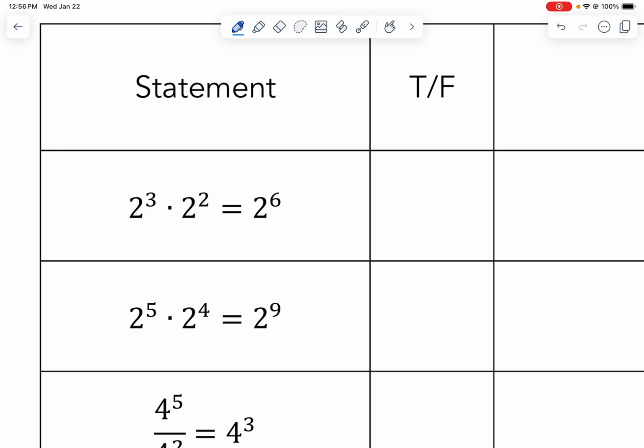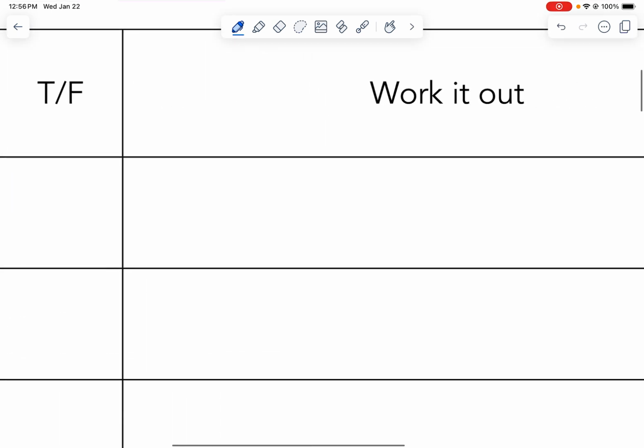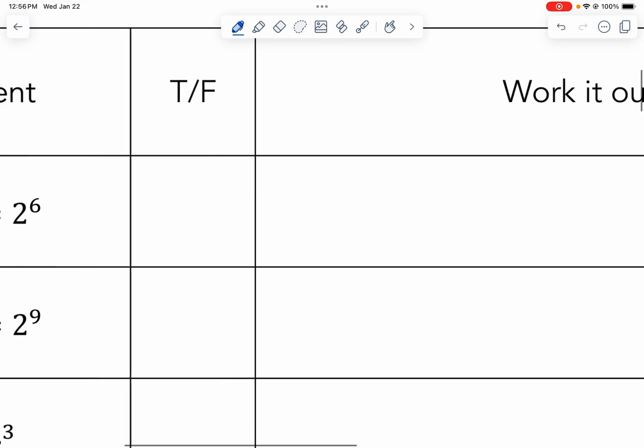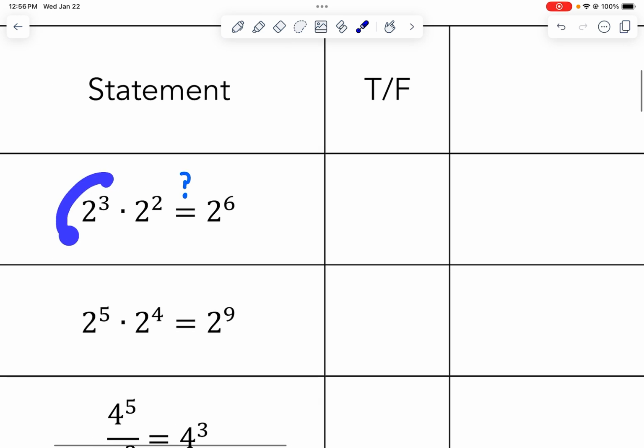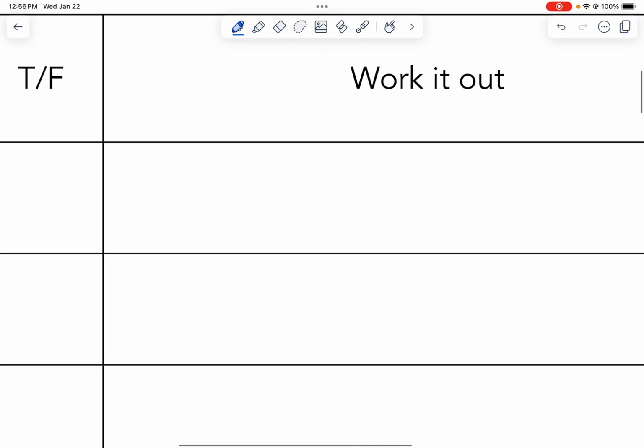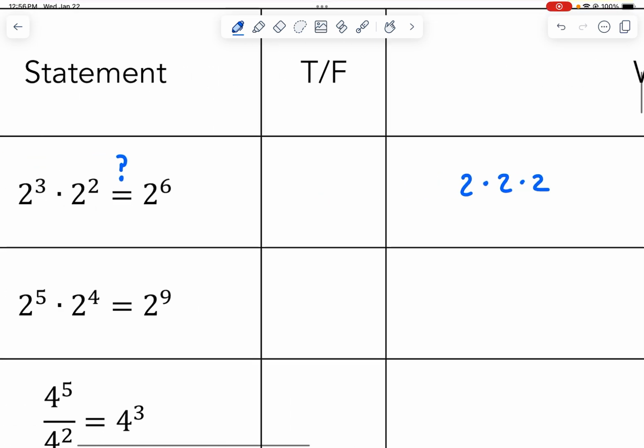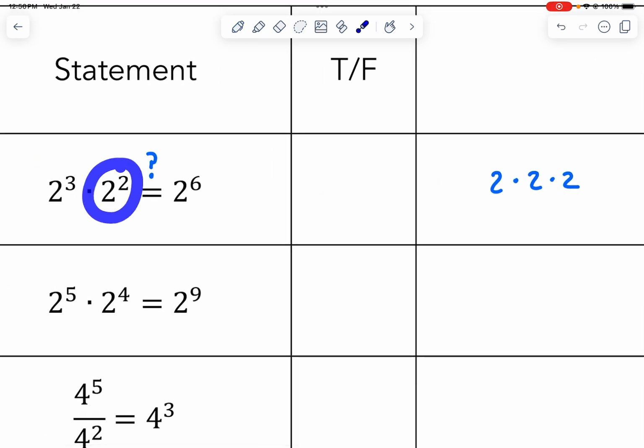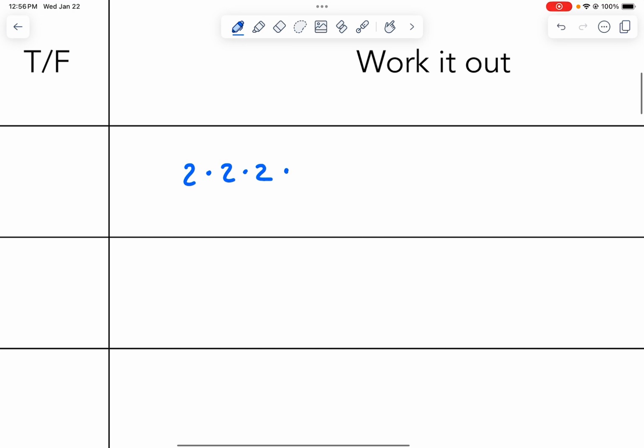And what they want you to do is figure out if this statement is equal to 2 to the 6th power. So one way we can go about this is really just expanding the multiplication here on the left-hand side. Let's go ahead and do that over here. So 2 to the third is the same thing as saying 2 times 2 times 2, multiplied by itself 3 times. And then we have 2 squared. So we'll go ahead and add in another 2 multiplications of 2's right here.